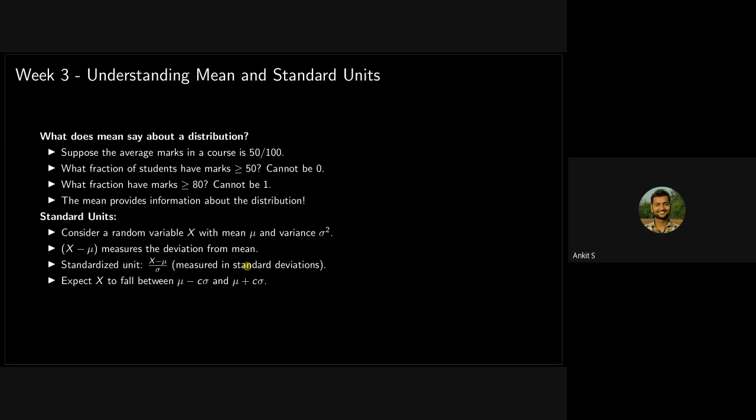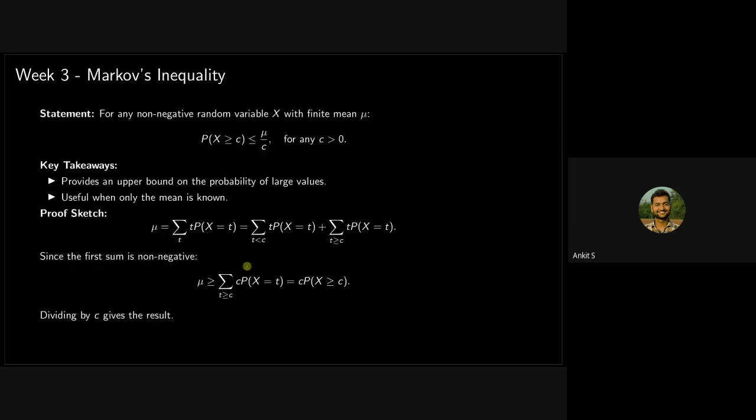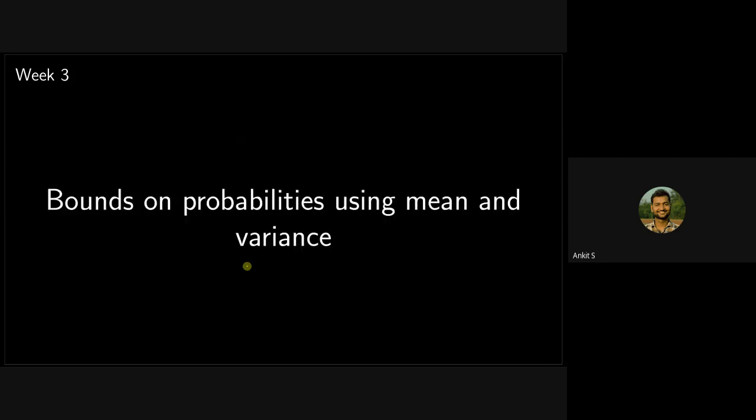So that's it. This is a very simple point that I wanted to include here, that will be helpful when we are dealing with inequalities. In case of inequalities, we will deal with standard units that we will see now. There are two kinds of inequalities here: Markov's inequality and Chebyshev's inequality. So what is this? We are trying to bound probabilities using mean and variance.